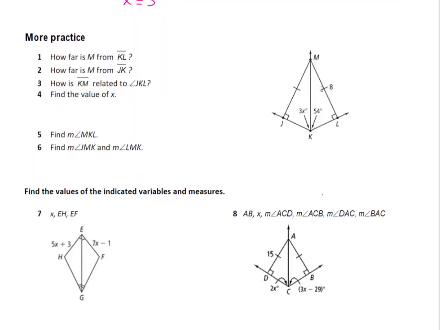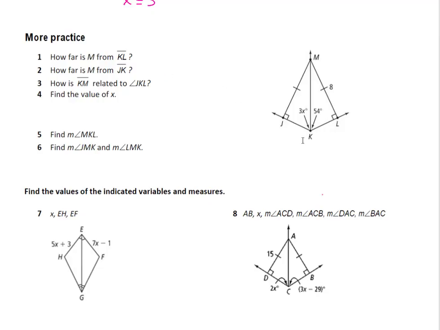Let's look here. How far is M from KL? Now, let's see if this is an angle bisector. So we've got like a hypotenuse leg congruence. So that means that this angle and this angle are congruent to each other. And this KM divides this bigger angle into two equal angles. So KM is an angle bisector of angle JKL.